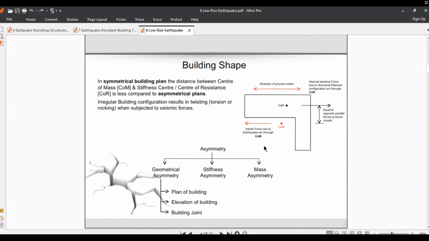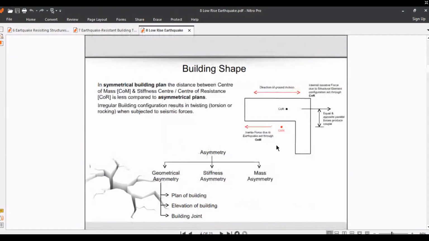But the inertia force due to the earthquake acts through COM. The COM is outside of the shapes and cannot help the resistance design.